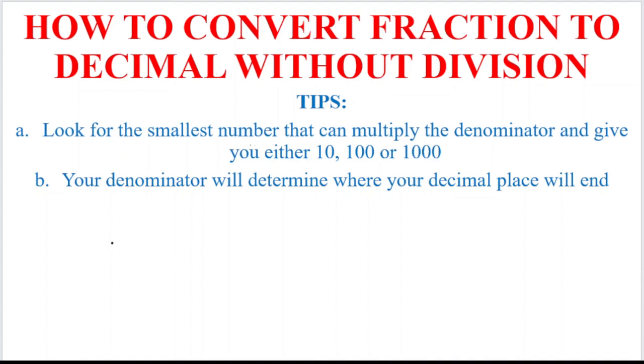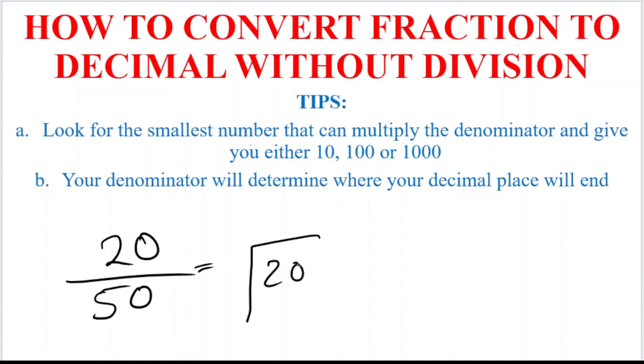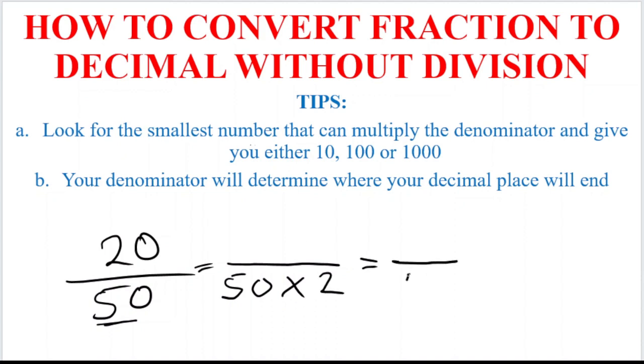Let's assume that we have something like 20 divided by 50. Okay, so now instead of us to start using long division and say 20 divided by 50, it will be very stressful for us. That is why I say let's derive another way to solve for something like this. So what I will do is that I'll just look for a number that this denominator here can multiply, that will give me either 10, 100 or 1,000. So if I multiply the denominator by 2, it will give me 100.